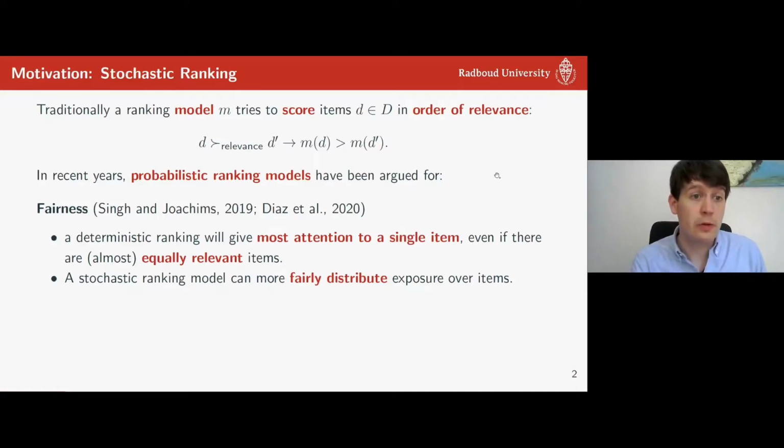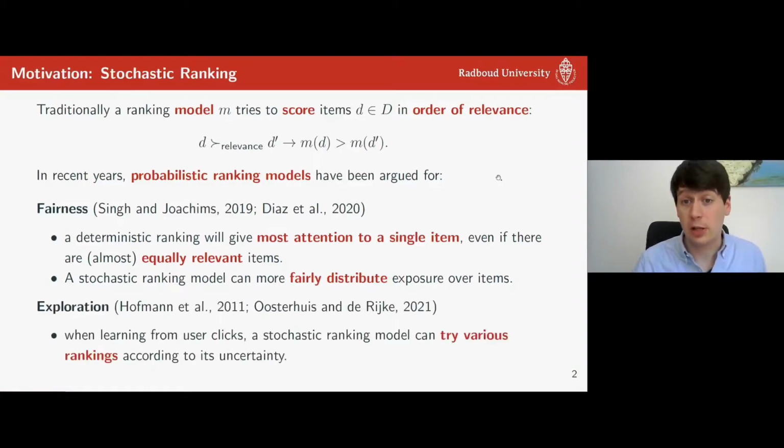That's a very important argument for using a probabilistic ranking model instead of a deterministic ranking model. Another one is exploration. If you're learning from user behavior, like user clicks, a stochastic ranking model can try different rankings according to its uncertainty. So instead of saying, okay, I'm going to show this ranking because I think it's the best, it can say, well, I have this ranking and I have these other rankings, and I'm not entirely sure which one is the best. By showing them with different probabilities, you can actually learn from that and learn which one is the best model. So it's already been used for fairness and exposure. There are more reasons why probabilistic ranking models may be preferred, but I think these arguments really make a strong case already.